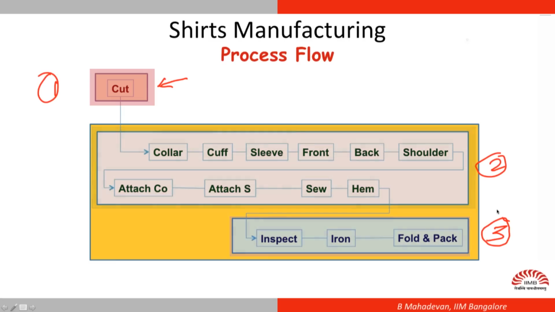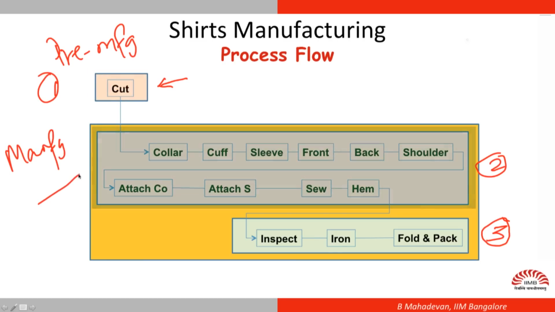The first block, let me call it pre-manufacturing. In many manufacturing situations, before you actually start the manufacturing, some prior operations are done. In the case of shirt manufacturing, the cloth that we have needs to be cut. So that is stage 1. The second stage is what I call manufacturing.